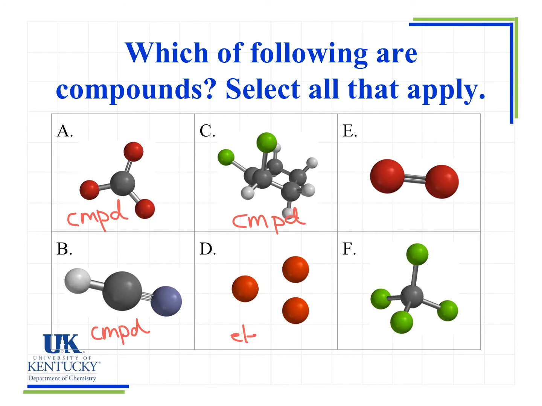D, we see that this is an element, and in fact, we could call this an atomic element because we have individual atoms not connected to one another. All of the colors are the same, so that represents that these are the same element. For E, this is also an element because both of the atoms are the same, but because there are two attached together, we would call this a molecular element. And then we get to F and we see we have two different types of elements represented in the molecule, so this is also called a compound.